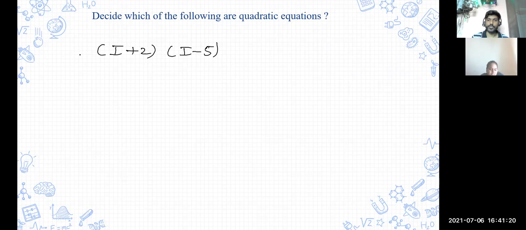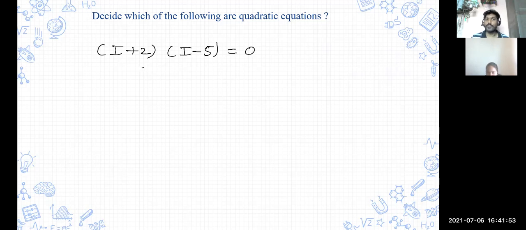I said we'll do this one again. The question was I plus 2, I minus 5. We have to identify whether this is a quadratic equation or not. Previously I had written the question wrong. I've just corrected it. It is I plus 2, I minus 5. I had written I plus 2, I minus 2, while it was 5 here. Now this is not of the form a plus b, a minus b.